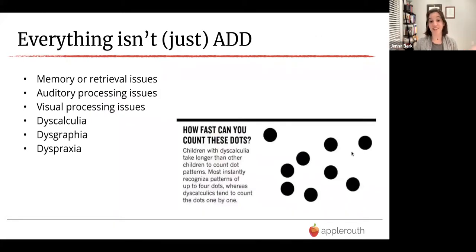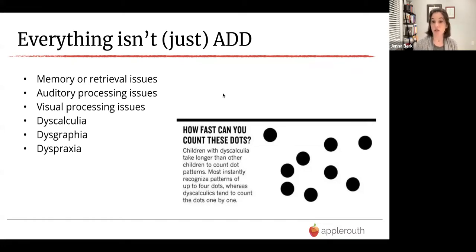So I would like to talk about several other learning differences besides the big ones like ADHD and dyslexia. Everything isn't just ADD. I think ADD really gets the main stage when people are talking about learning differences, but it's not just ADD. So here's just a sampling. There are memory or retrieval issues. Students who have difficulties with short-term memory might sit through a class and then you ask them, hey, what was that about? And they're like, oh, I don't know.